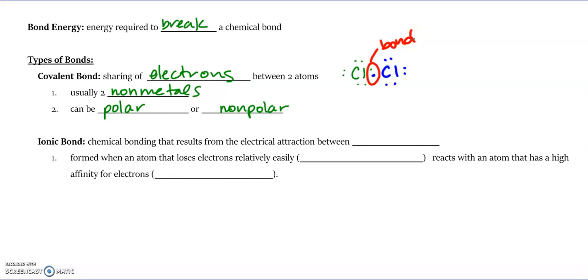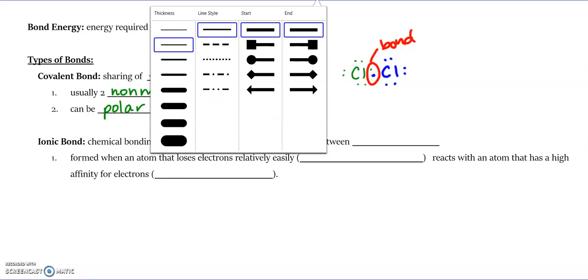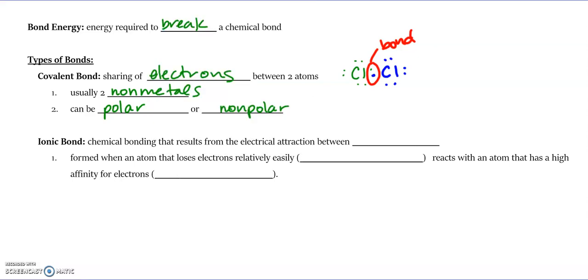An ionic bond then is chemical bonding that results from the electrical attraction between cations and anions. So we're talking about positive ions and negative ions. And there's an electrical attraction because we have a positive and a negative charge. These are formed when an atom that loses electrons relatively easily, that would be a cation or a metal, reacts with an atom that has a high affinity for electrons. That would be an anion or a nonmetal.